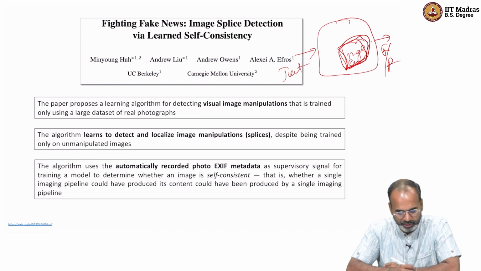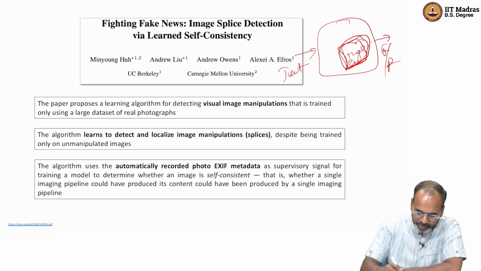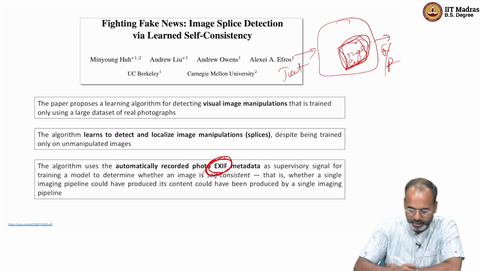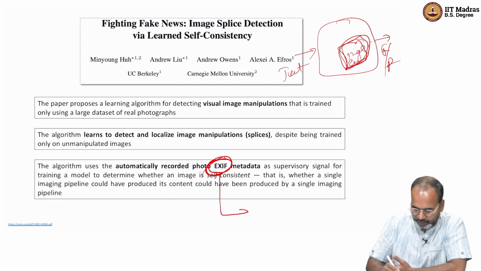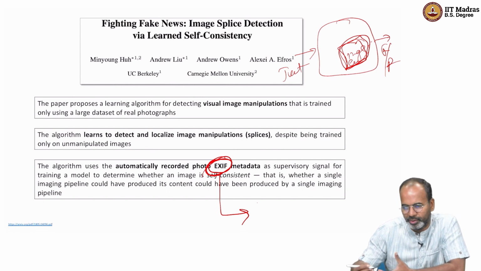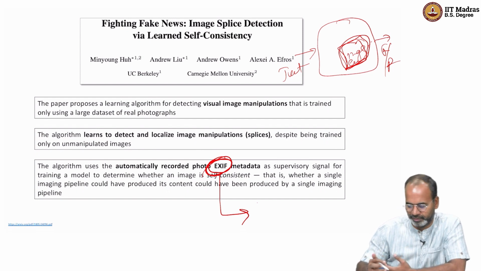The algorithm uses the automatically recorded photo EXIF metadata. So this is an interesting information that is available in a photograph. When you take a photograph, you should probably try it yourself. Take a photograph in your camera, go to an online EXIF reader, dump the picture on the EXIF reader and see what all it actually provides. Next slide has some details of an EXIF.